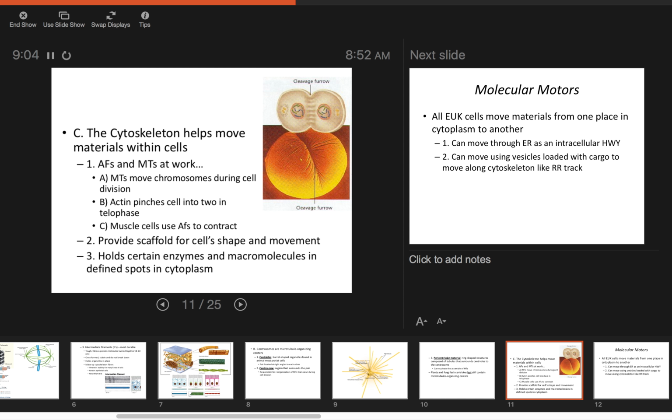Muscle cells also use actin filaments to contract. So in second semester, we'll talk about the human body and how muscle cells contract. So actin, you'll revisit that again. But both provide scaffold for cell shape and movement. They can hold certain enzymes in places within the cytoplasm.